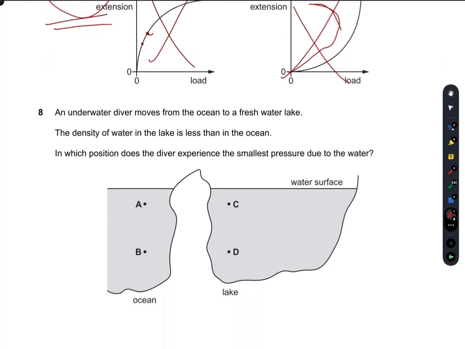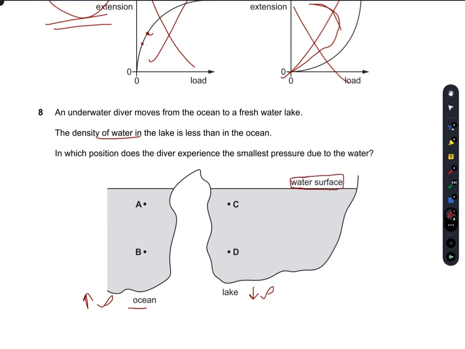An underwater diver moves from ocean to a freshwater lake. The density of the water in the lake is less than in the ocean. So density is lower in the lake and density is greater in the ocean. In which position does the diver experience the smallest pressure due to the water? We do not have to take the atmospheric pressure into account. We only have to find the pressure due to the water here.